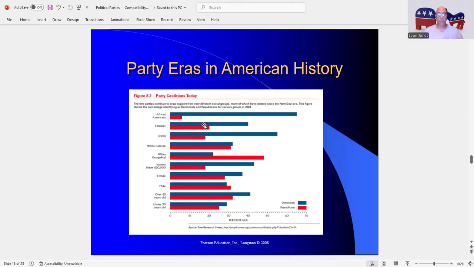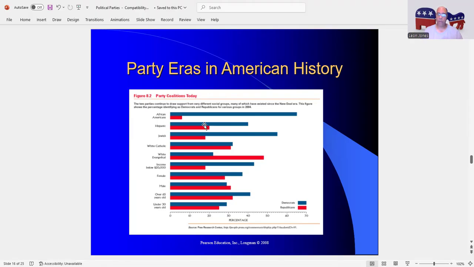It's almost 50-50. If you look at the white evangelical Christians, well, they're more Republican than Democrats. Then income. Most of the individuals who are poor, who have low income, mainly vote Democrat. Females vote Democrat more than Republican. However, in this graph, not by much.